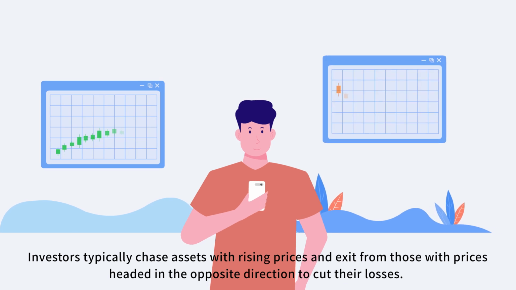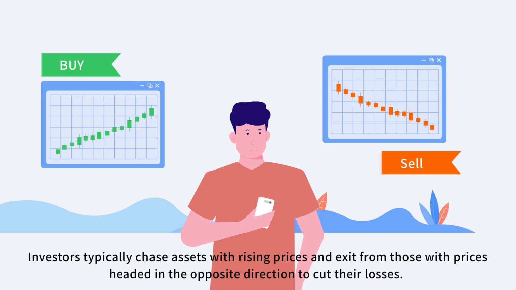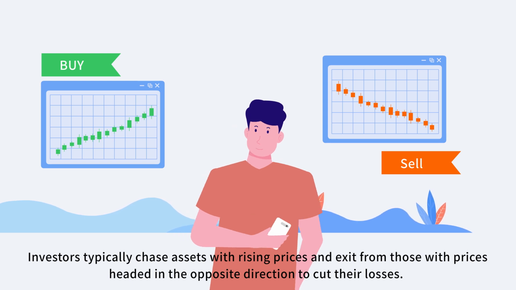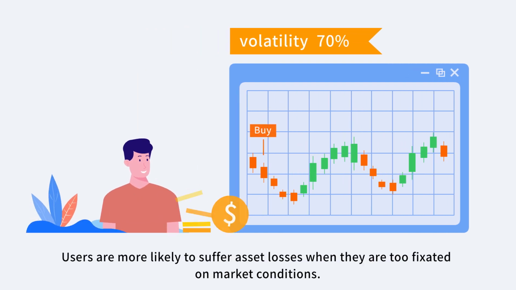Investors typically chase assets with rising prices and exit from those with prices headed in the opposite direction to cut their losses. Due to the volatility of the crypto market, users are more likely to suffer asset losses when they are too fixated on market conditions.